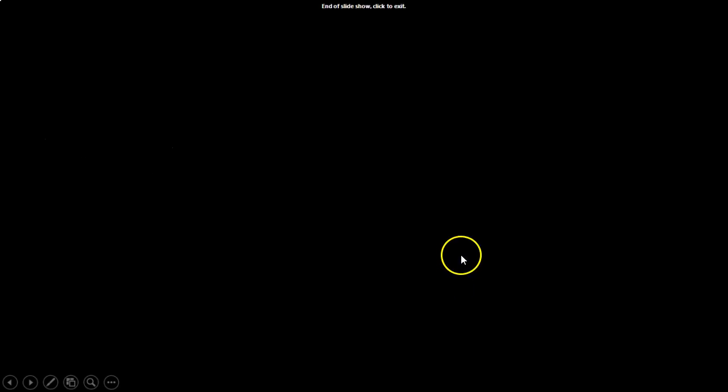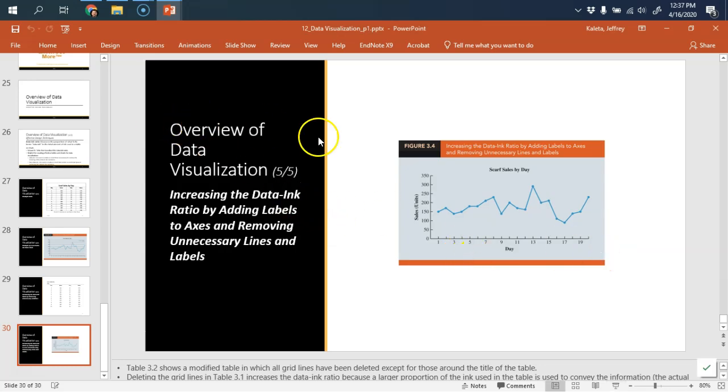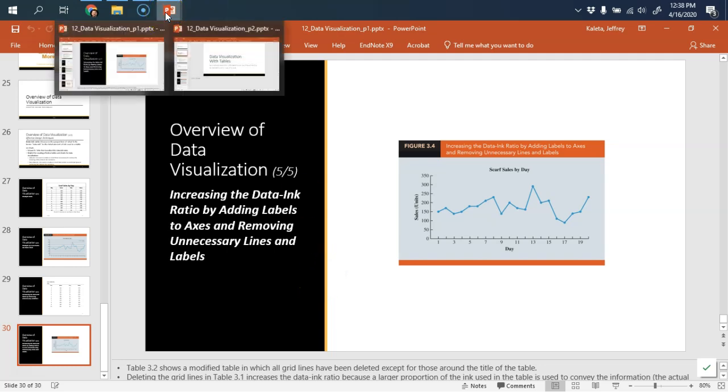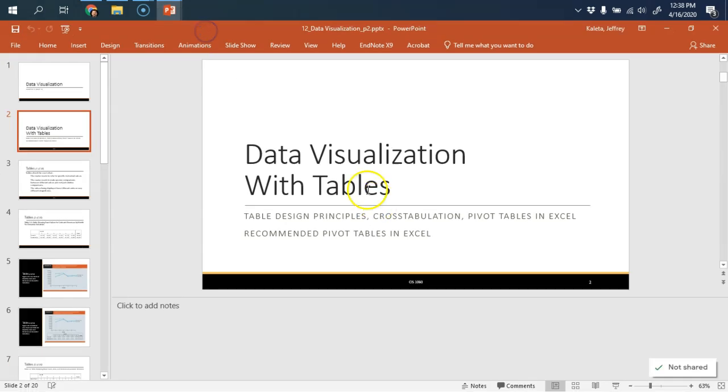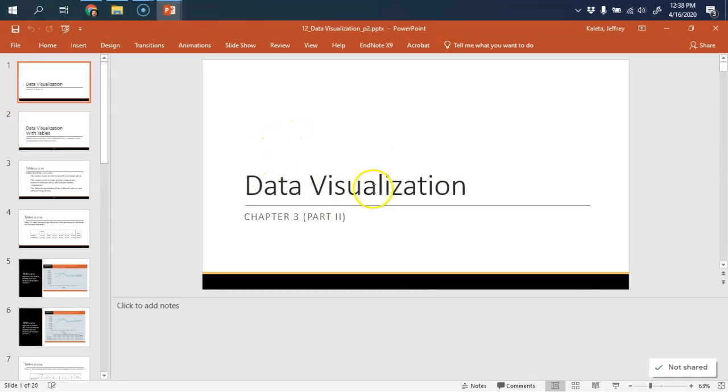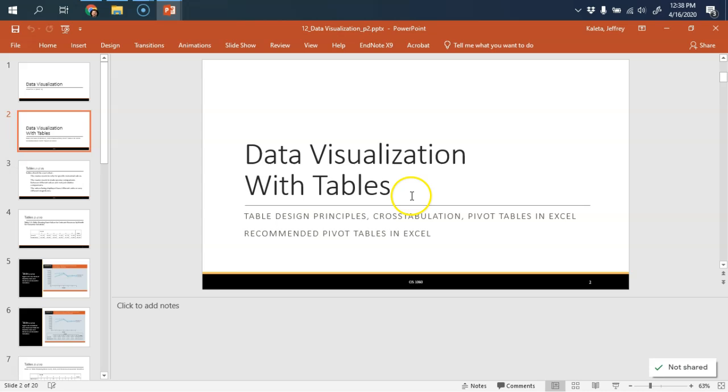Okay, so that is an overview of data visualization. I'm going to pause right here, and we're going to get into the next PowerPoint in the next video. This is dealing with data visualization with tables. We'll talk about this in greater detail. It's going to build off of this idea about data to ink ratios.